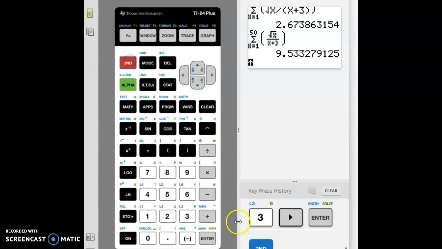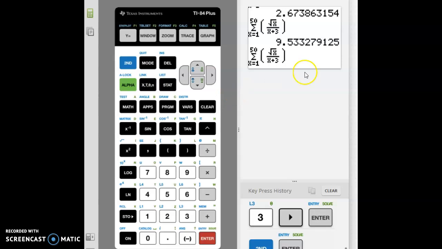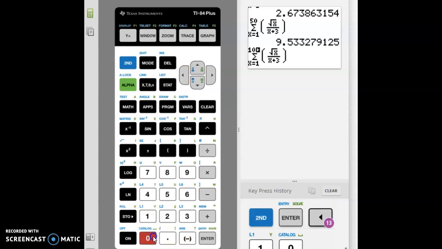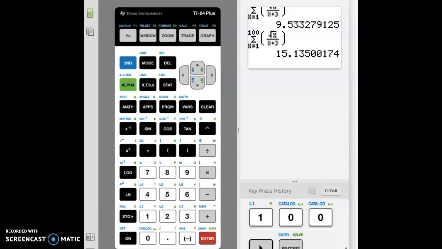And again, that shortcut second entry gives me the previous entry, so I don't have to retype all this, and I can just arrow back to the 50 and change it to 100. And now hit enter, and I get the next one. So we see that, and we want 4 decimal places again, so we would end it here. And that's how you use the summation capabilities of the TI-84.